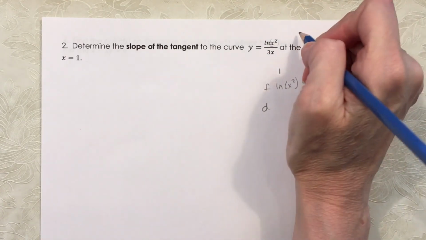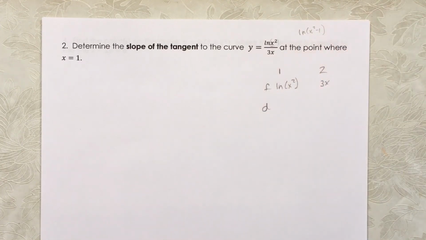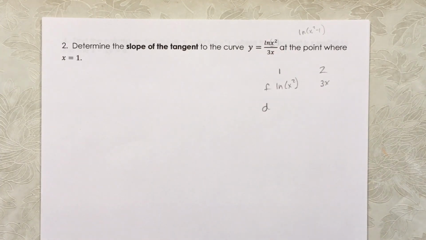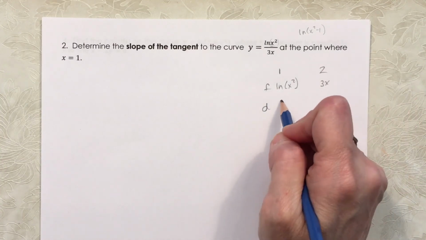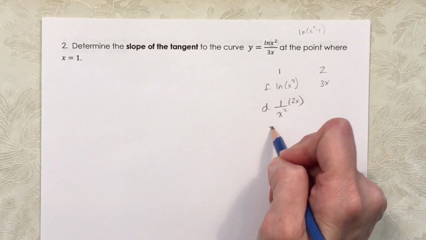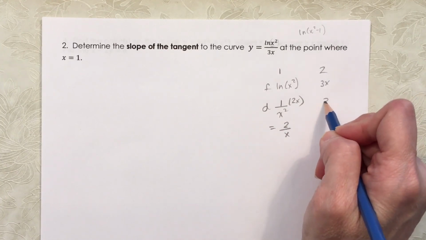So sometimes they'll use brackets and sometimes they won't. Often they'll use brackets, say if it was the ln of (x squared minus 1), so if there's a binomial, to show you that it's the ln of the whole thing and not just of the first one. And if it's just a monomial, they often don't use brackets, so just something to be aware of. So the derivative of the ln of x squared is 1 over x squared times the derivative of x squared, and that's going to simplify to give us 2 over x. And the derivative of 3x is 3.